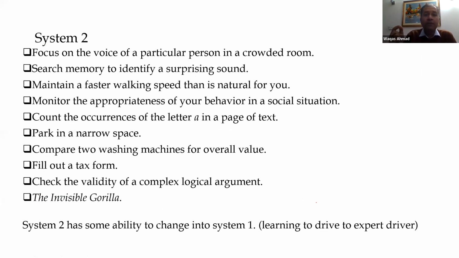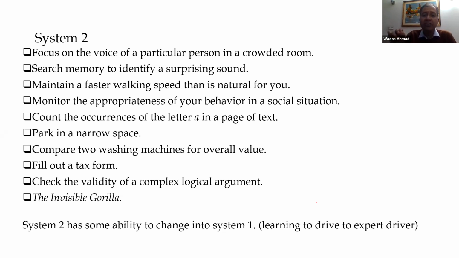Searching memory to identify a surprising sound. Let's say there is a surprising sound, you'll have to go back in memory. Even smell and fragrance: if you get a new kind of fragrance, it will take you back along memory lane and you will try to connect it with something. If you are walking normally, that is System 1. You're just walking at normal speed. But if you walk faster than normal speed, then what is natural to you, you have to use your cognitive brain. You have to push yourself.